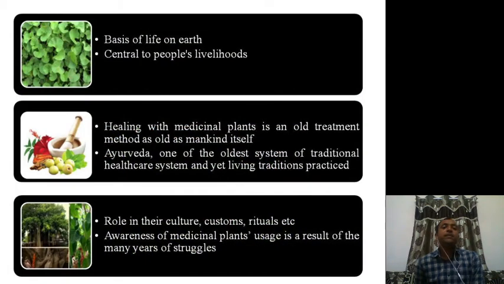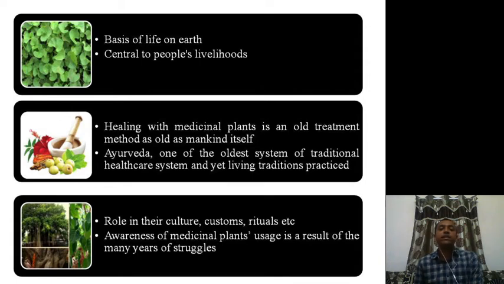Now, plants form a basis of life on earth and are central to people's livelihood. So people are basically dependent on plants for food, shelter and various other resources. Besides this, healing with medicinal plants is an old treatment method, as old as mankind itself. So basically when civilization began, people started using plants for the treatment of various diseases and disorders. One of the classic examples is your Ayurveda, one of the oldest systems and yet a living tradition widely practiced. So till today the Ayurvedic system of medicine is very much prevalent and it is being used extensively. Besides this, plants play a role in culture, customs, rituals, etc.